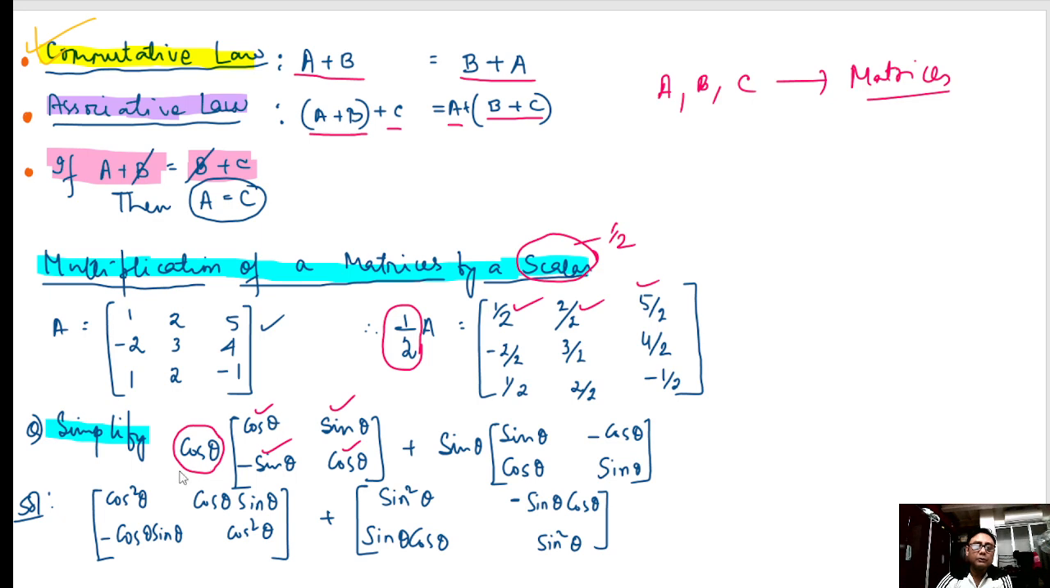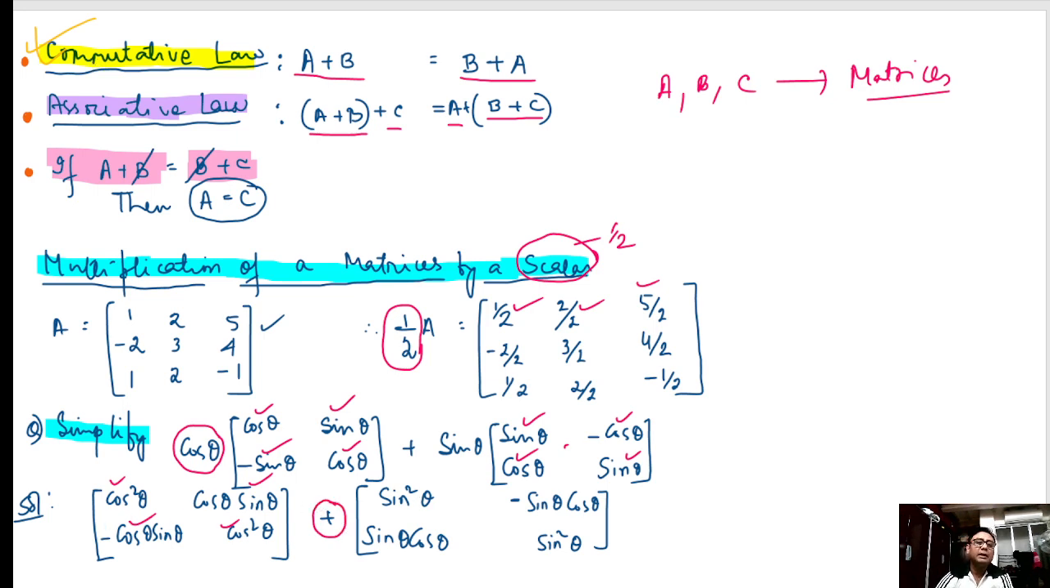So this becomes cos square theta. This becomes cos theta sin theta. This becomes minus cos theta sin theta, and this becomes cos square theta. Multiply all of them with cos theta. Similarly, multiply all of these with sin theta. So it becomes sin square theta, minus sin theta cos theta, sin theta cos theta, and sin square theta. Now the symbol given is plus, so we have to add.